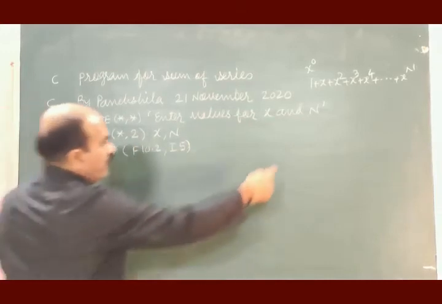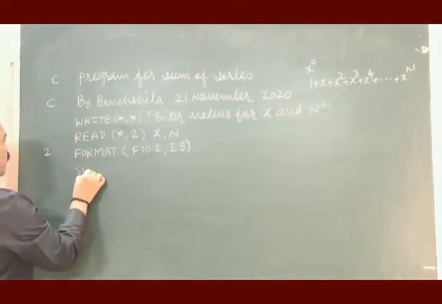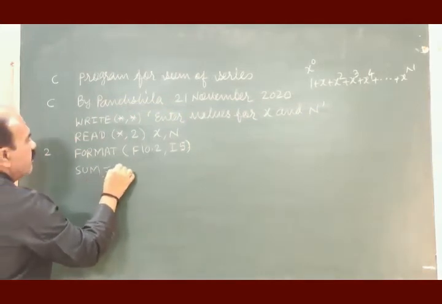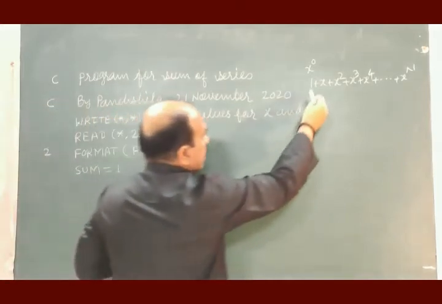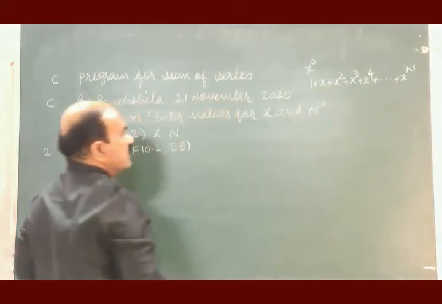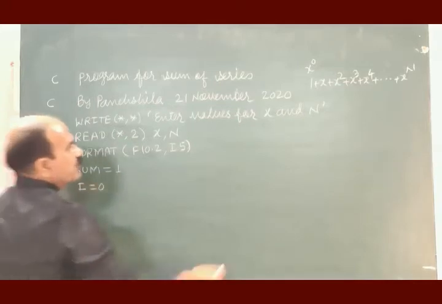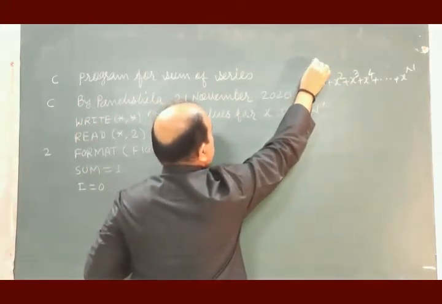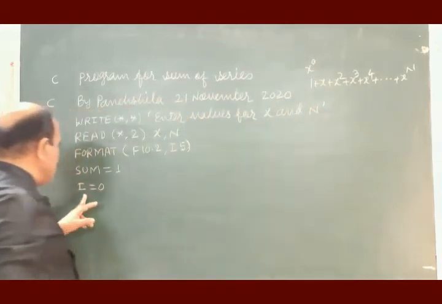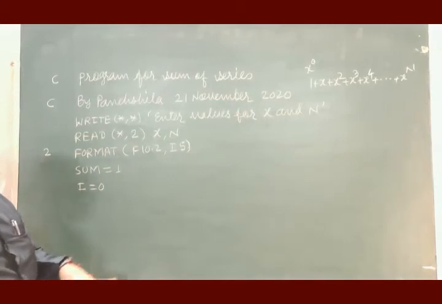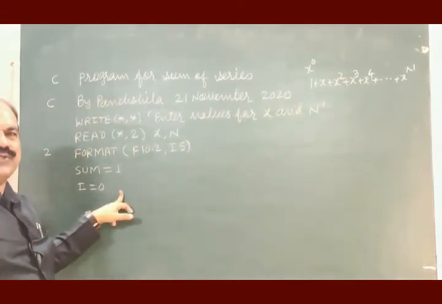Then what is the first sum? First sum is 1. So let me go here for sum is equal to 1. Sum is assigned. I can take these as variables. Let me first have I is equal to 0, x to the power I. If I is 0, x to the power 0 will be 1. So sum is 1 when I is 0.